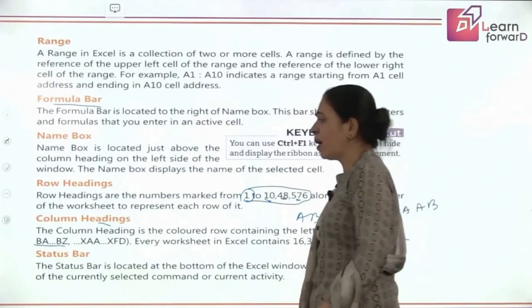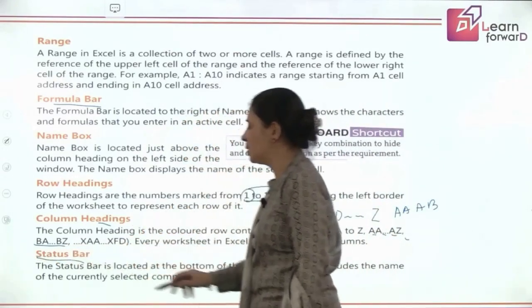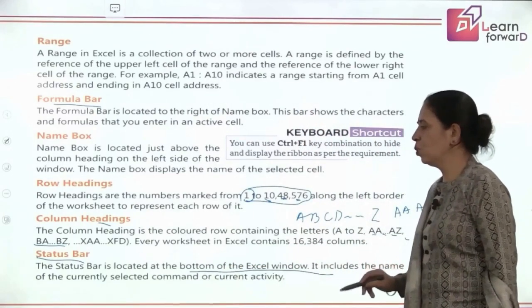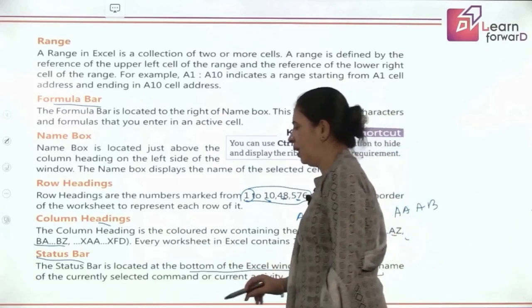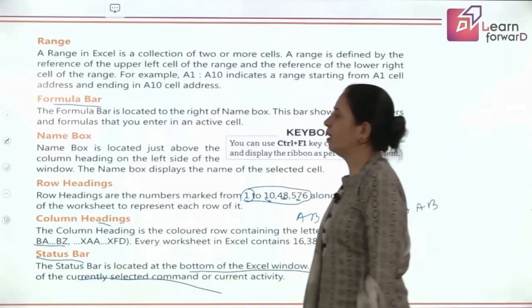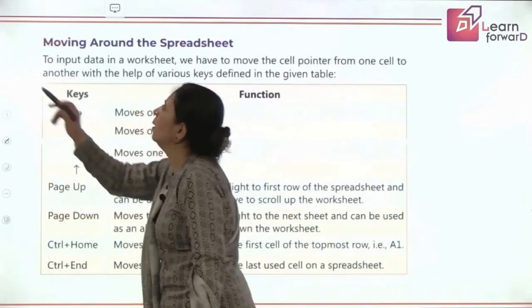And status bar, we have already discussed, it is located at the bottom of the Excel sheet, and it shows you what is the currently selected sheet and what are the commands which you are giving on your sheet, right?